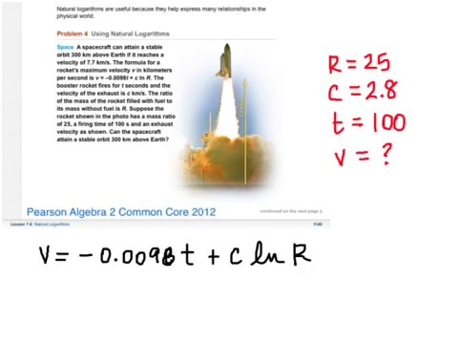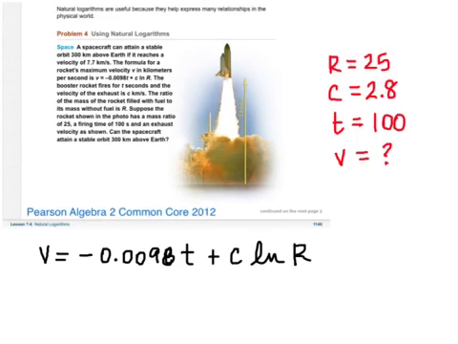I want to do one example of a word problem just so you can see in the real world how some of these formulas are used that have ln in them. This one is out of the Pearson Algebra 2 Common Core 2012 book, and it says a spacecraft can attain a stable orbit 300 kilometers above the Earth if it reaches a velocity of 7.7 kilometers per second. The formula for the rocket's maximum velocity, v, in kilometers per second is v equals negative 0.0098 t plus c ln r.